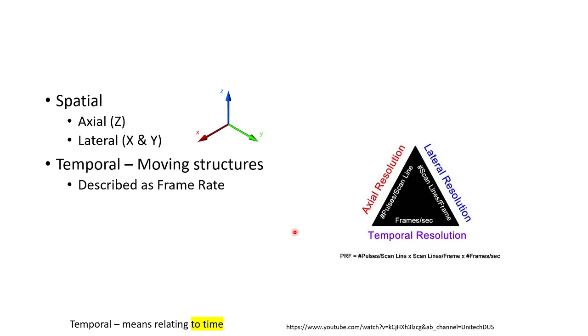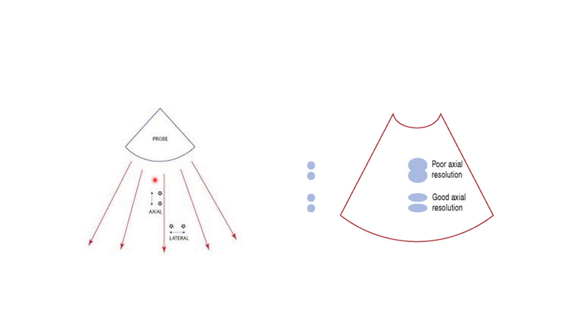What it means is if the resolution of the computer monitor is 60 hertz, it means that the image in 1 second will change 60 times. So that is how we mean 60 hertz. 60 times it's changing in 1 second. So the word temporal means relating to time. So that is for moving structures we call it the temporal resolution.